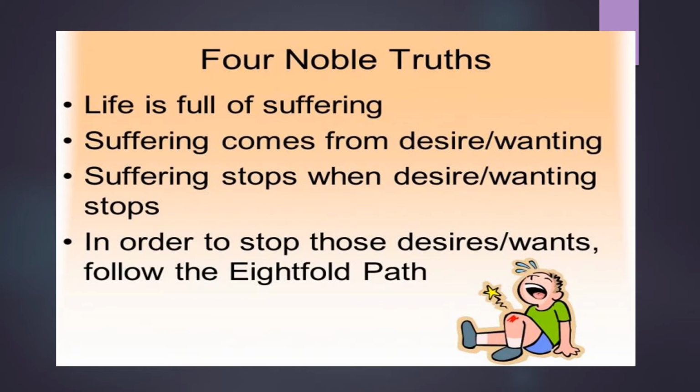The third one is suffering stops when desire stops. The Buddha taught that the way to extinguish desire, which causes suffering, is to liberate oneself from attachment. This is the third noble truth, the possibility of liberation. The Buddha was a living example that this is possible in a human lifetime.